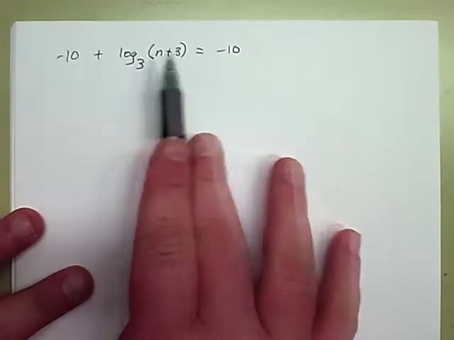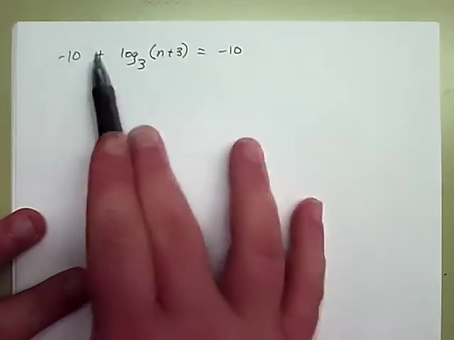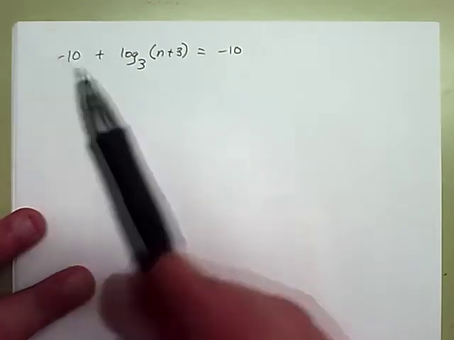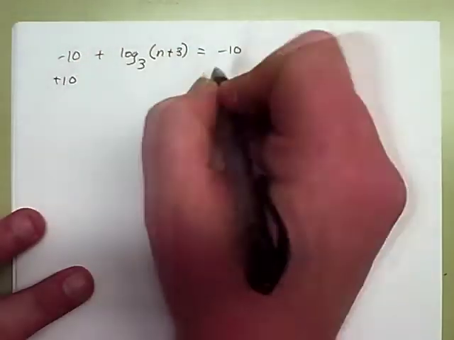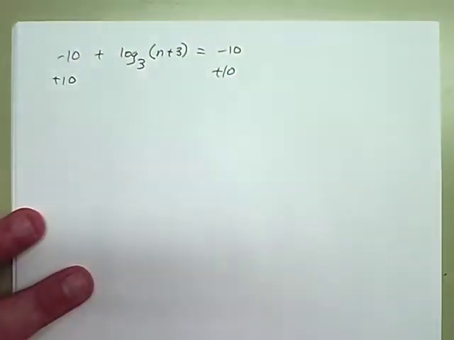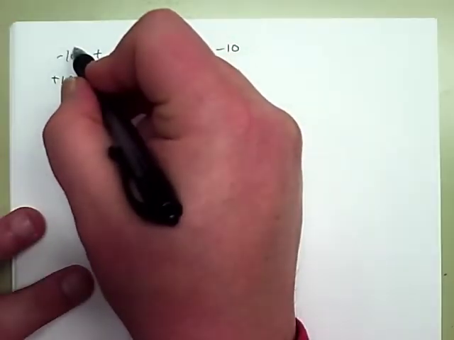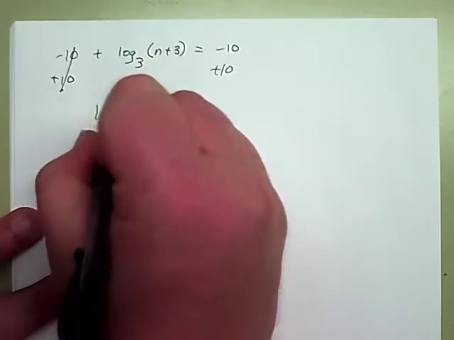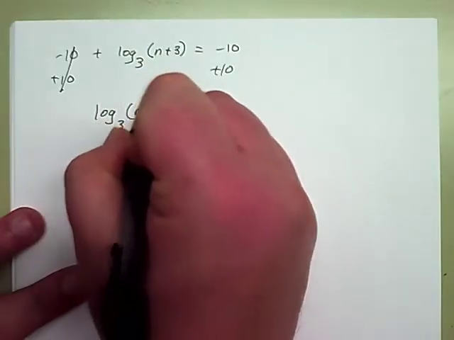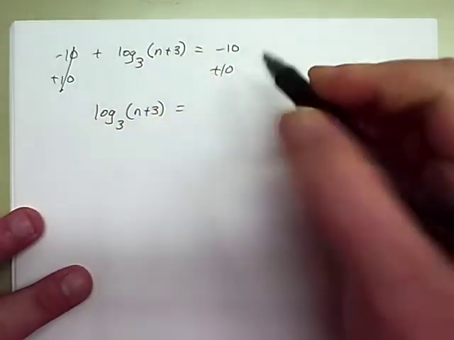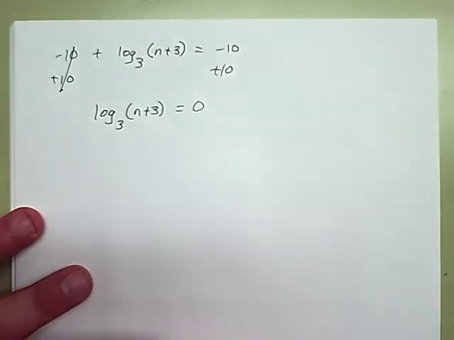So I only want the log by itself. I have to get rid of this negative 10, and I get rid of the negative 10 by adding 10. So I add 10 to both sides. And negative 10 plus 10 is gone. I'm left with log base 3 of n plus 3 equals, and negative 10 plus 10 is 0.